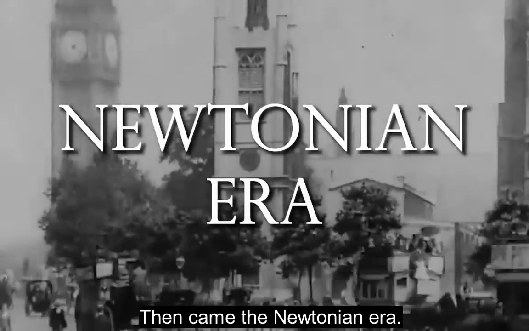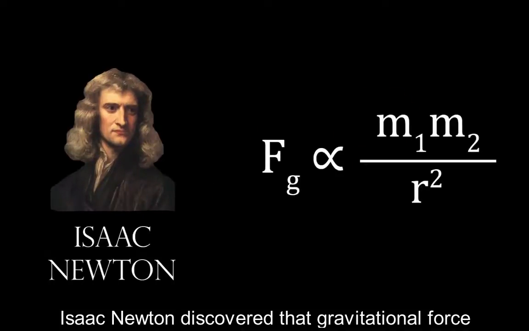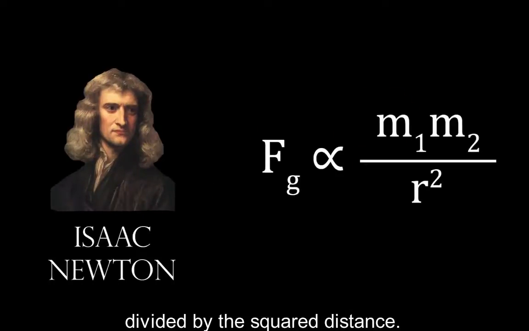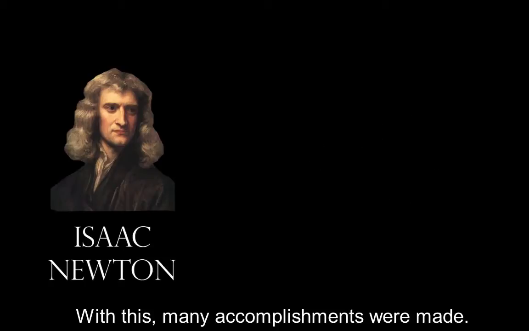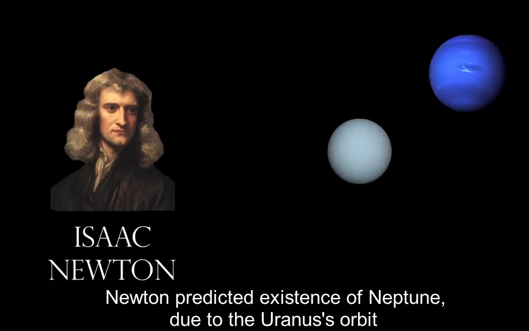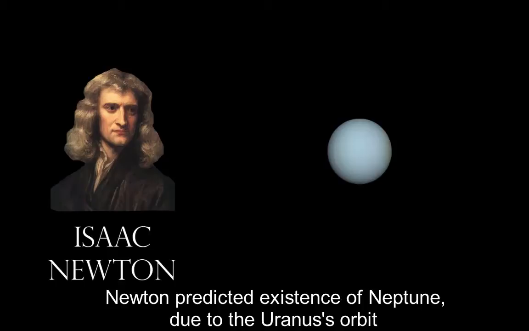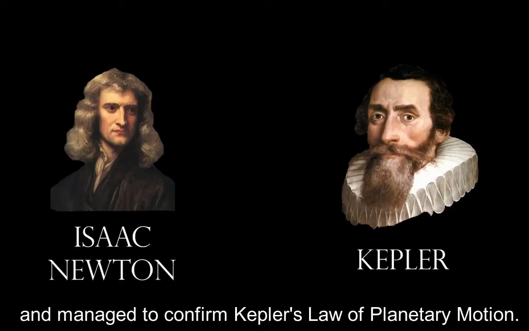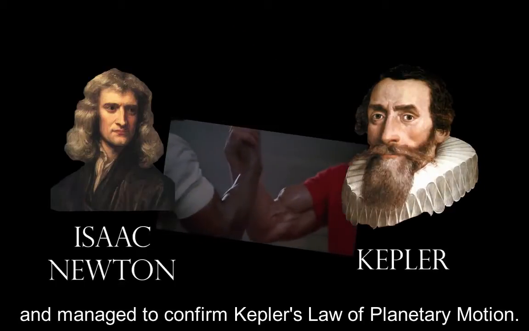Then came the Newtonian era. Isaac Newton discovered that gravitational force was proportional to the product of the masses divided by the squared distance. With this, many accomplishments were made. Newton predicted the existence of Neptune due to Uranus's orbit and managed to confirm Kepler's law of planetary motion.